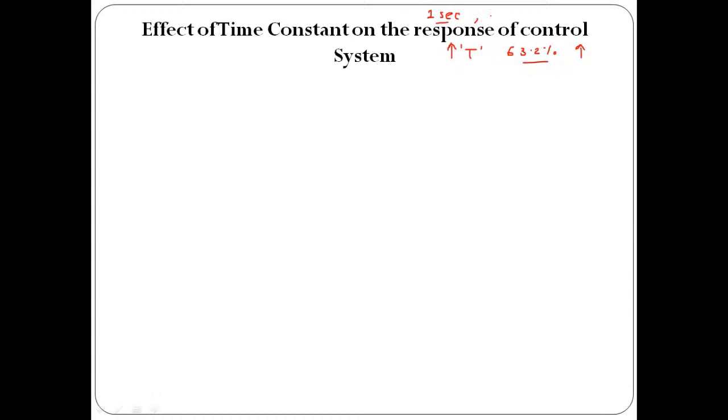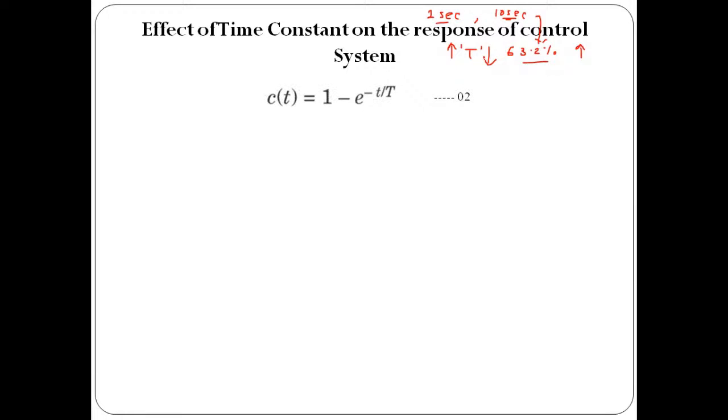In the other case, suppose we have a system where the time constant is 10 seconds. That means that system will take 10 seconds to reach 63.2% of its final value. So what is the impact of changing time constant on the response of the system? The moment we increase the value of time constant, the response of the system becomes sluggish. It will slowly reach its final value. The smaller your time constant, the faster the response of the system. Are you getting my point?